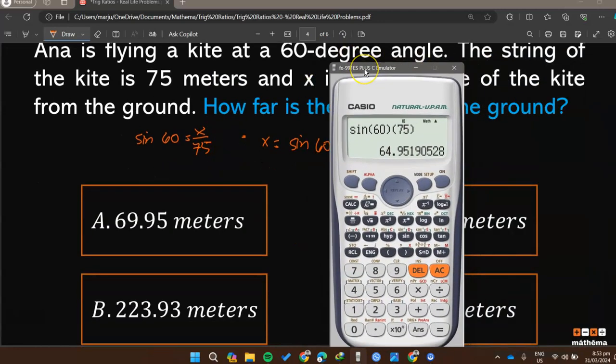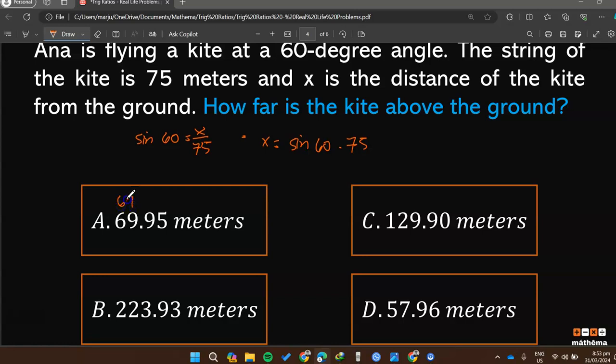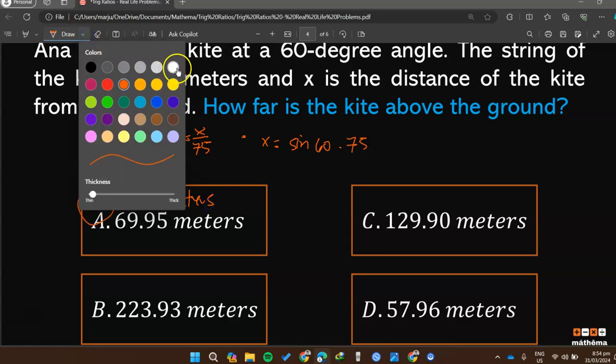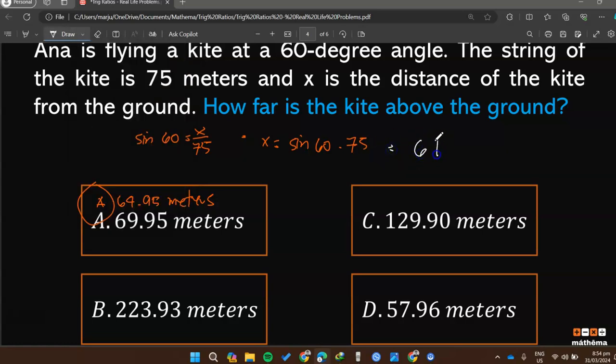Oh, there is a typo. So this is actually 64.95 meters. This is our answer. Again, we have a typo here, but the correct answer is 64.95 meters.